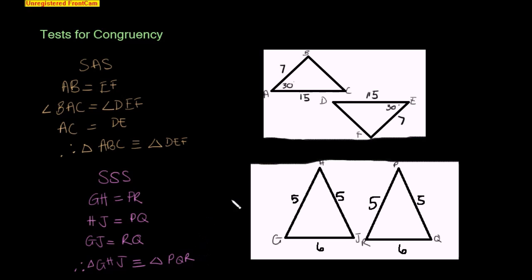So that's how we show proof of congruency in triangles using four tests. The side side side test, the side angle side test, the right angle hypotenuse side test, and the angle angle side test.